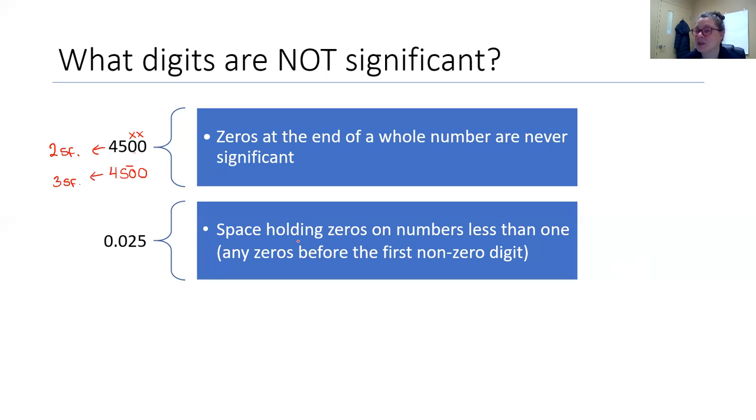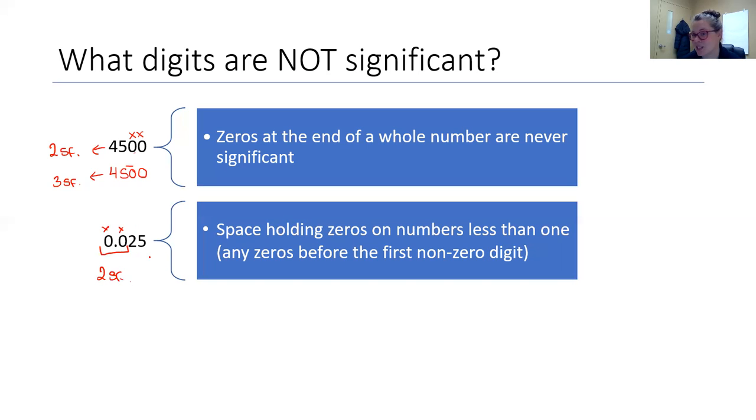And the other zeros that don't count are space holding zeros on numbers less than 1. So any zeros in front of a decimal number are considered non-significant. So you basically take all the zeros that are in front of a decimal. Okay, so there's no numbers in front here, so nothing there counts. This is a number less than 1, so this 0 is considered a placeholder, it doesn't count. This 0 is considered a placeholder, it doesn't count. I start counting my digits once I hit the first number, so this one would be 2 sig figs.